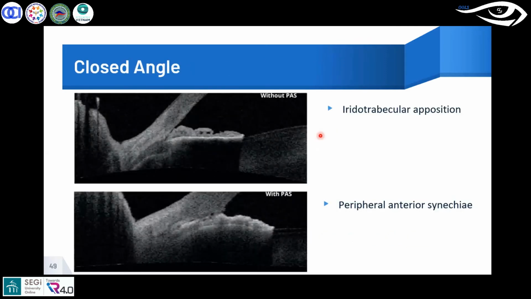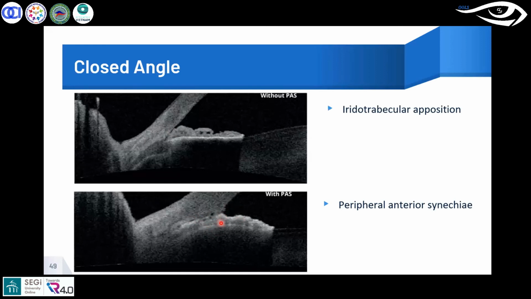So next we have some closed angles, which are without peripheral anterior synechiae, but due to iridotrabecular apposition. So you have the iris here and you have the trabecular meshwork located somewhere here. So you have an apposition, that is the attachment of the iris to the trabecular meshwork, which causes this closed angle. But there is no peripheral anterior synechiae. But if you look at this image, you can see that the peripheral iris is actually adhering to the angle as such. So there is no angle visible here.